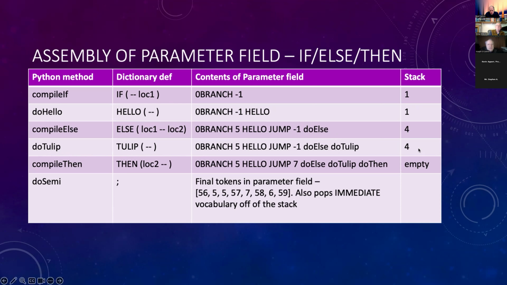4 is still on the stack, 0, 1, 2, 3, 4. That's the location of the -1. Compile then. Do then is then put, and the stack is emptied. And then semi, here are the final tokens in the parameter field.